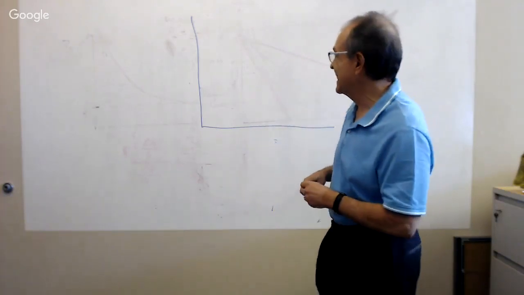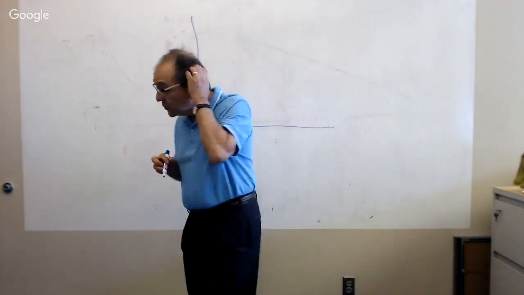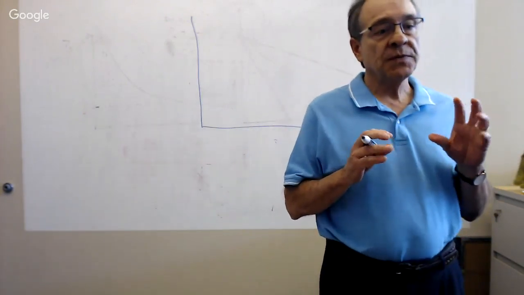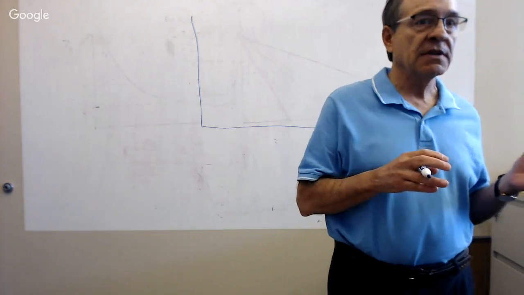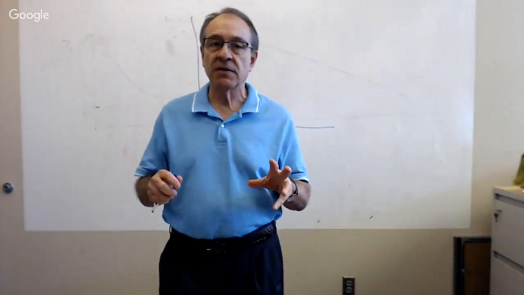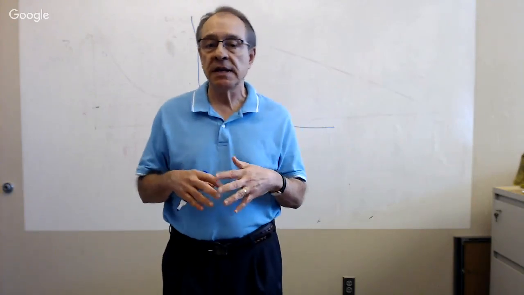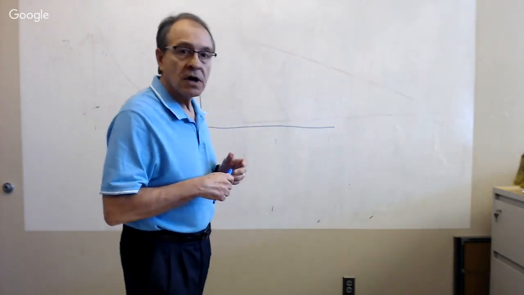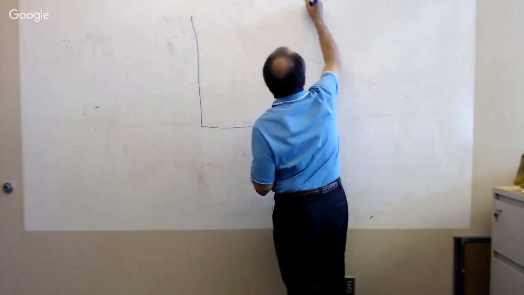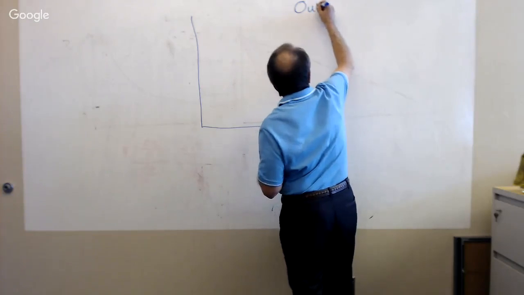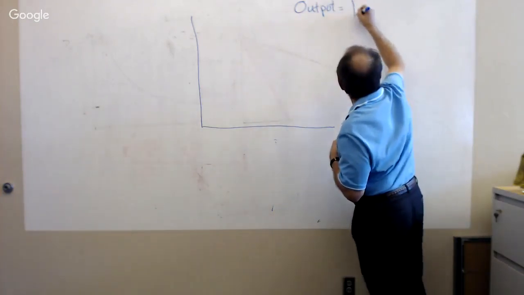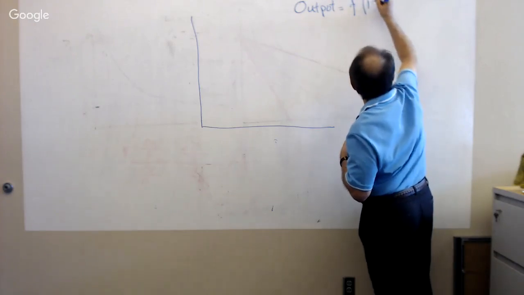Okay. So returns to scale has to do with what happens to output, or the production level, when we change the inputs, all right? So if you recall, I'm going to back up a little bit and write a production function. Remember, a production function is the relationship between output as a function of the inputs. And let's say there's input 1.